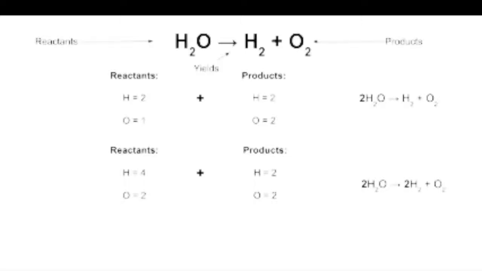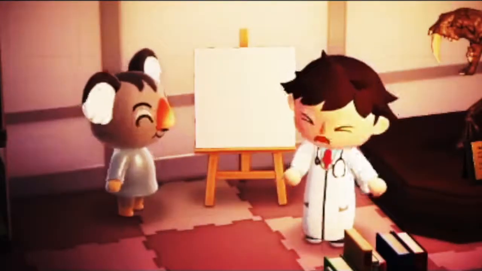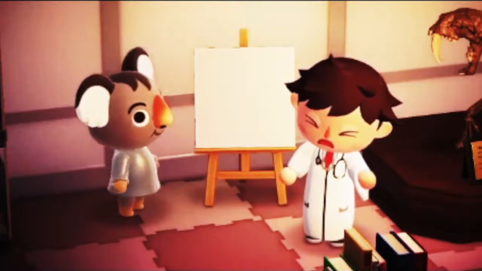But now we have 2 more hydrogen atoms on the reactant side than the product side, which is breaking the law of conservation of matter. So do you know what to do next, Timmy? Yes, I think so. You would add a coefficient of 2 in front of the existing H2, and now the equation is balanced. Nice job. On to the next one.